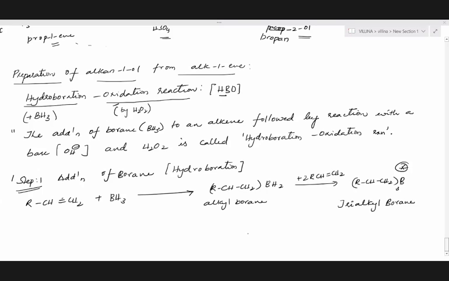The carbon is not satisfied. Wait, 1 2 3 4, 1 2 3. The fourth bond will be with the boron, right? Wait, yeah, hydrogen will be added to this one. Sorry, in here. Whatever hydrogen the boron is losing will be added to this second carbon.